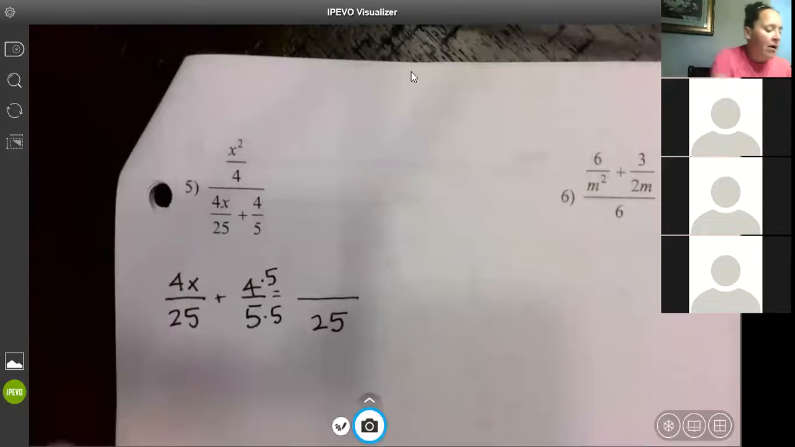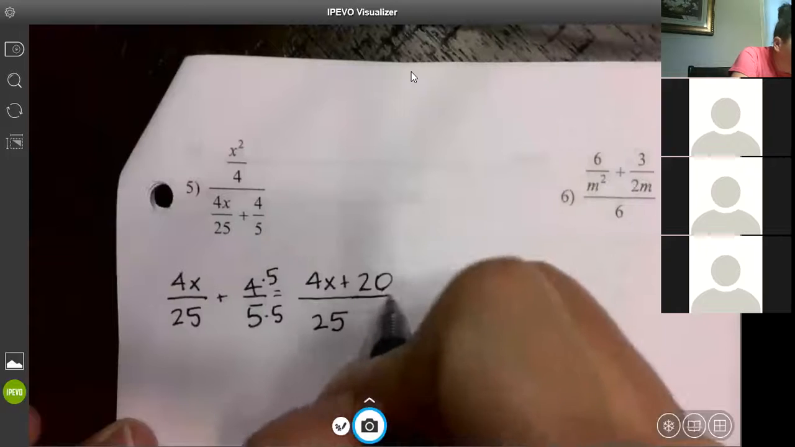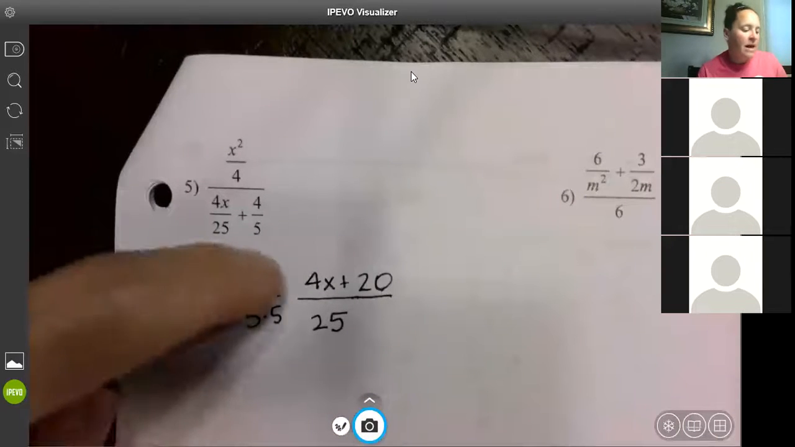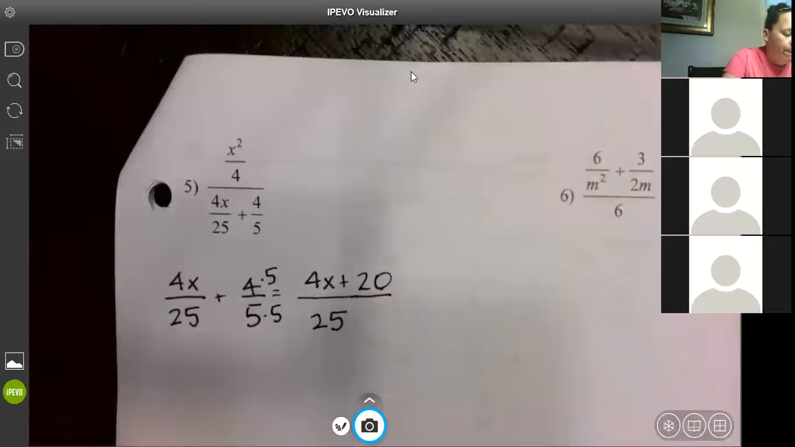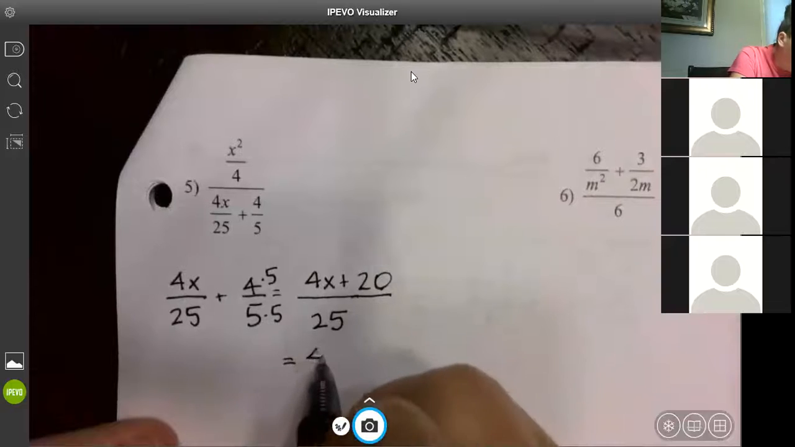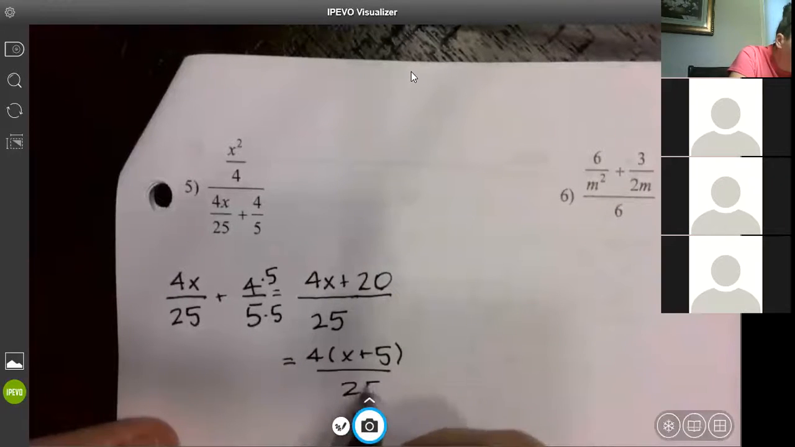So on top, I'll have 4x plus 4 times 5 is 20. Can I fix that more? Can I factor more on that one? Clean it up? You bring out a 4. 4 leaves me with x plus 5 over 25.